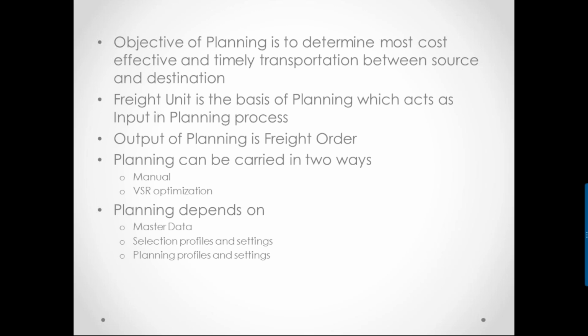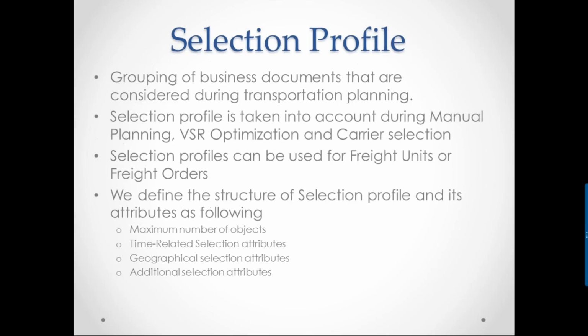Now we are going to see the selection profiles and planning profiles. Basically, a selection profile is one way of consolidating or grouping different flight units, and we plan on those documents. It's a grouping of all the business documents, and here the business documents are your flight units. The selection profile will be considered while doing the planning, either manual planning or VSR optimization.